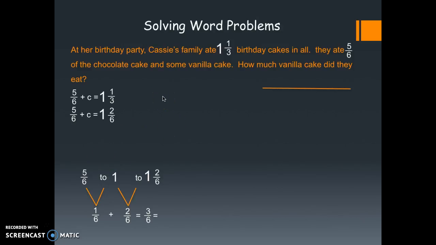Or I can do it this way. 1 2/6, I could start with my answer, subtract the 5/6, and it'll give me the missing piece. So to do that, I could borrow, move 6/6 over for a total of 8/6, minus 5/6, again gives me 3/6, which simplifies to 1/2. So how much vanilla cake did they eat? 1/2 of the vanilla cake.